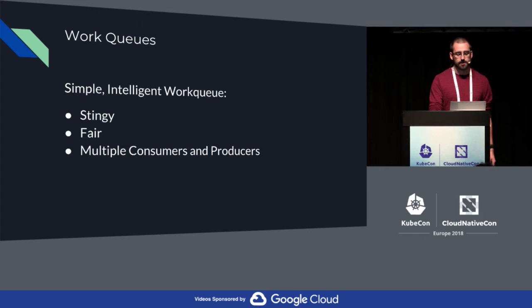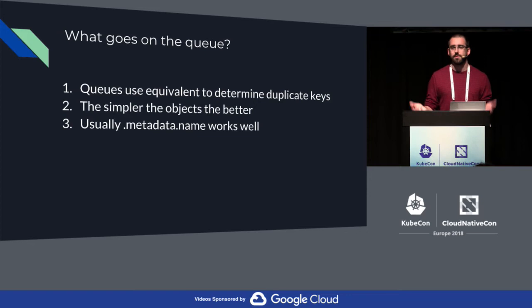So the first question that usually comes up is what to actually put on the queue. It's really free form, but we do have some guidelines for this. We've tried it a couple of different ways, and this seems to be the best way. The queues use Go map equivalents to actually determine whether or not an item matches an item that's already in the queue. So keep it as simple as possible.